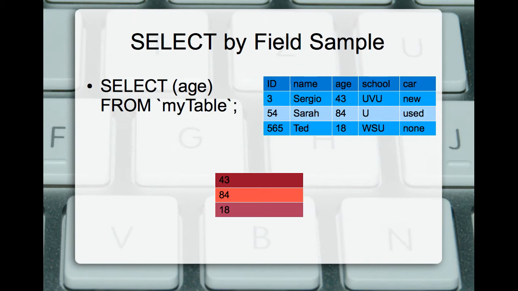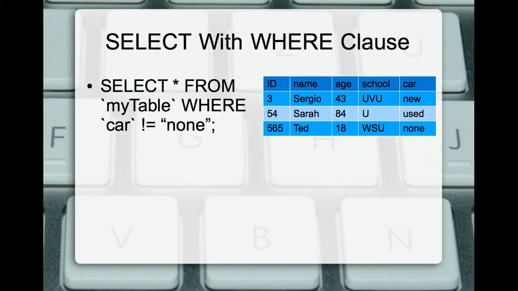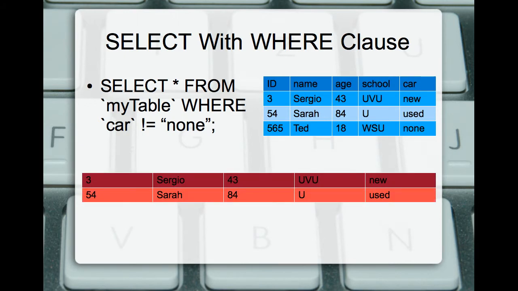As I said, this can be combined even further. This is how you do it with a WHERE clause. SELECT everything FROM my table WHERE car is not equal to none. So I'm going to look at my table, and I want to get everything where car is not equal to none. And so I get, in this case, a table of 2 rows. I get Sergio and Sarah out of my table, because they do not have car equal to none. They have new or used.